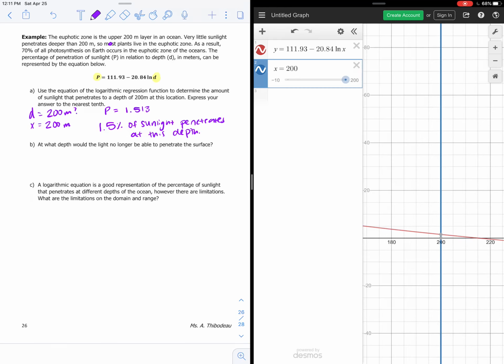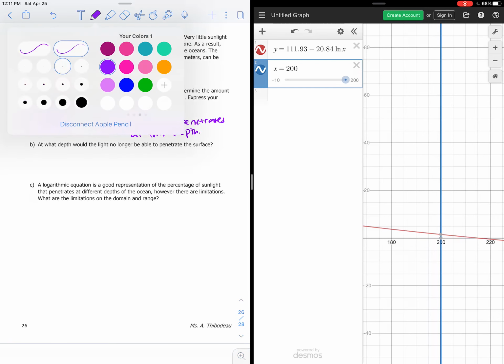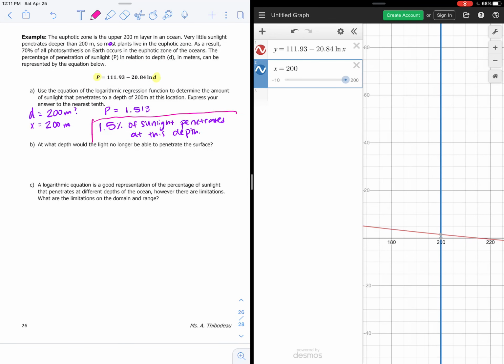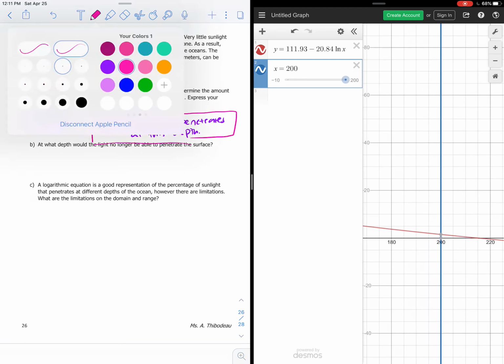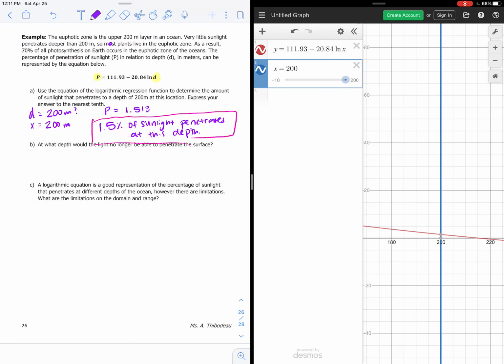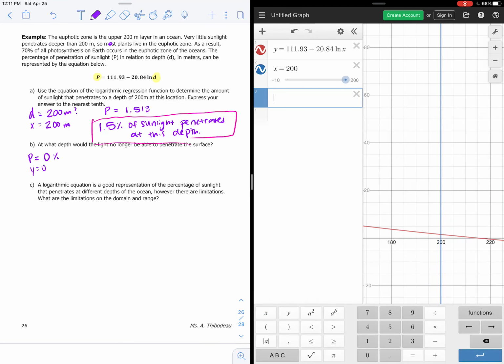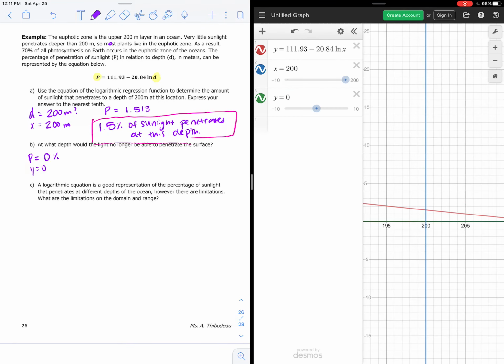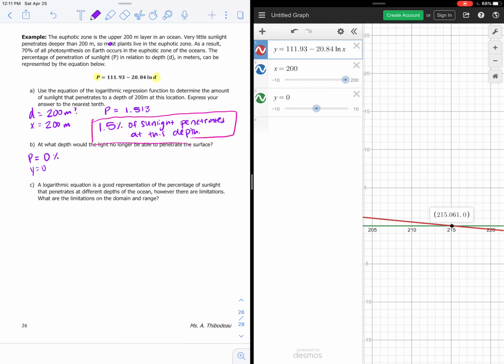Okay. At what depth would the light no longer be able to penetrate that surface? Is the next question that we have here. We'll just box this final answer. So we want to know when light will no longer be able to penetrate the surface. So we want to find out when P is equal to 0%, right? Where there's no more light able to penetrate that surface. So that's essentially us plugging in y is equal to 0 into our equation. And that is finding our x-intercept here.